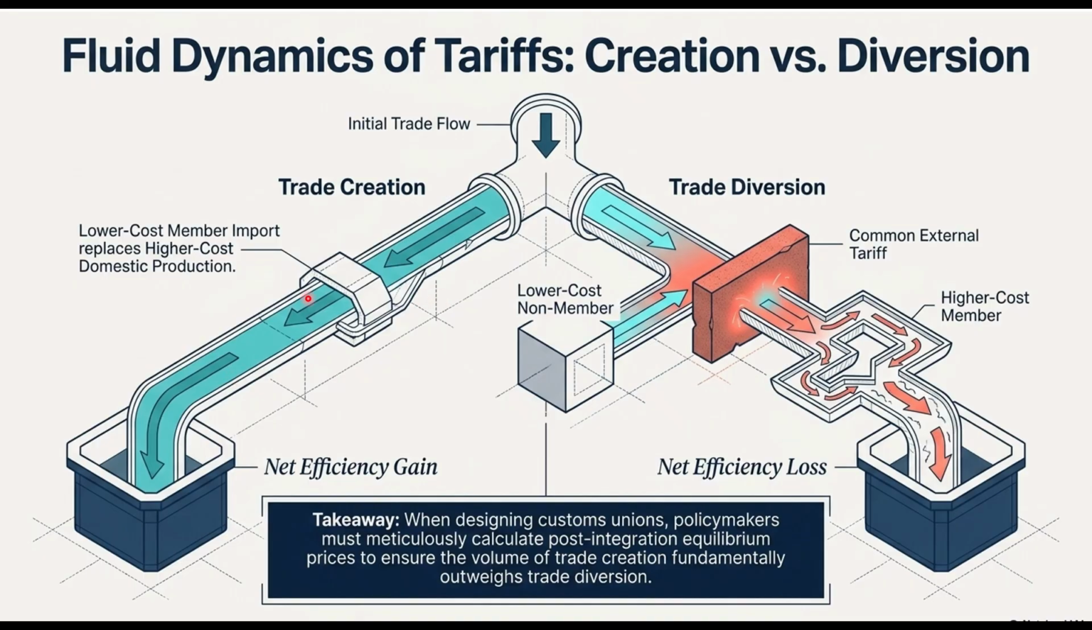So this is how we represent trade creation and trade diversion. This is a lower cost non-member. There will be a net efficiency gain and a net efficiency loss. When designing a customs union, policymakers must meticulously calculate post-integration equilibrium prices to ensure the volume of trade creation fundamentally outweighs the trade diversion. Okay.